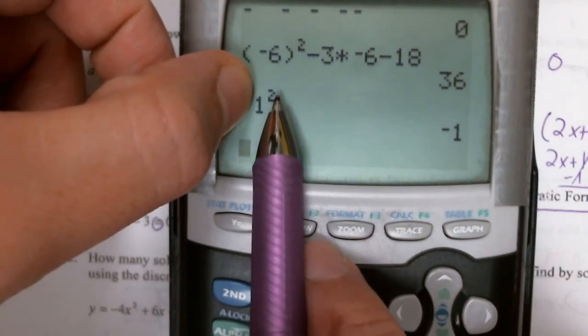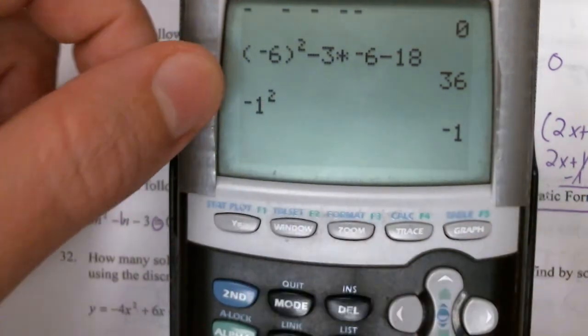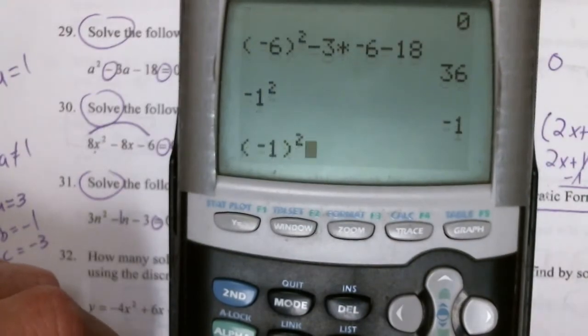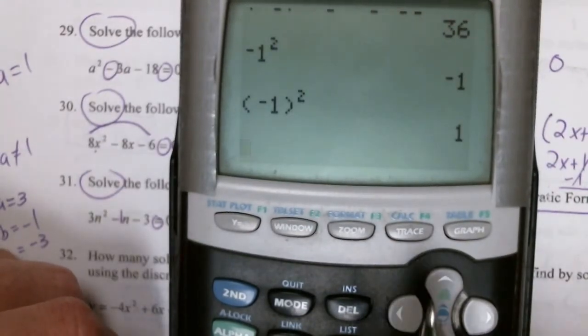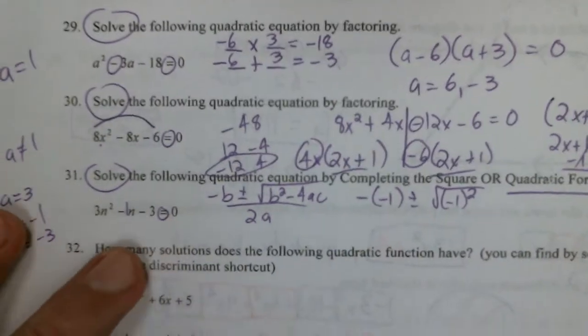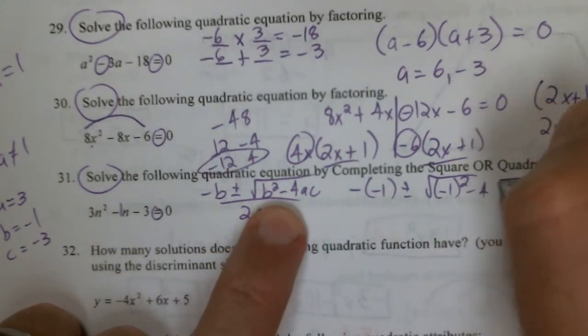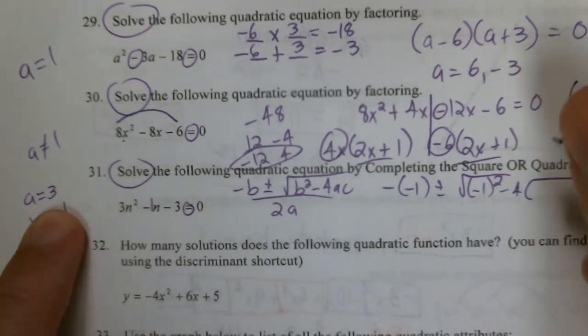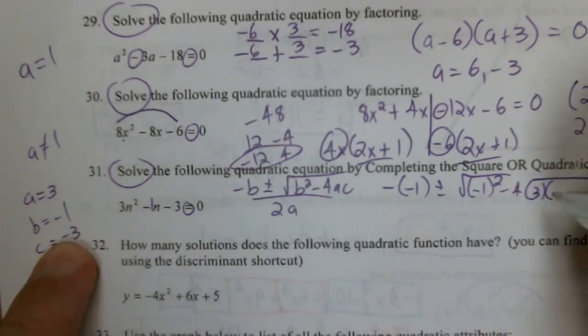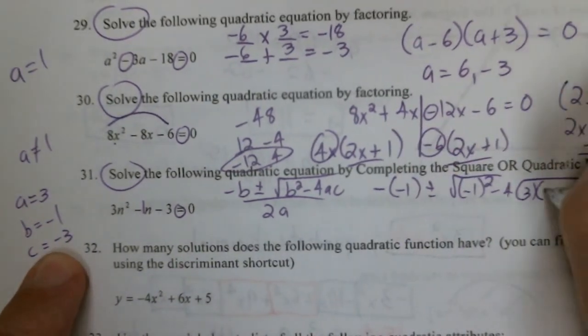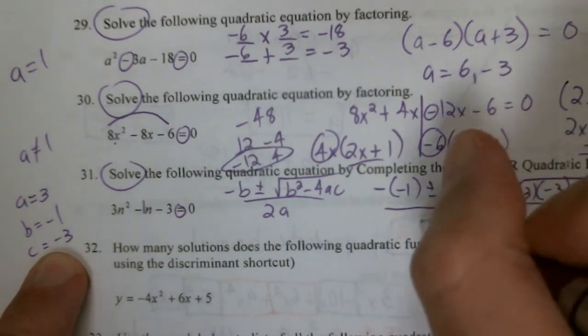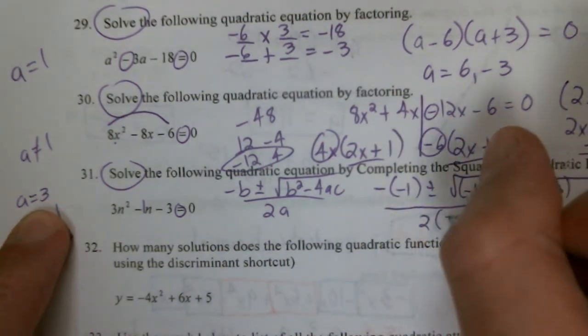Please excuse my dear Aunt Sally. It's doing the exponents first, and then it's making it negative. But if I put that in parentheses, then it's what it's supposed to be. Negative 1 times negative 1 is 1. Don't make that mistake. Okay, b squared, negative 1, minus 4 times a, which is 3, times c, which is negative 3. And then all of that is over 2 times a, 2 times 3.